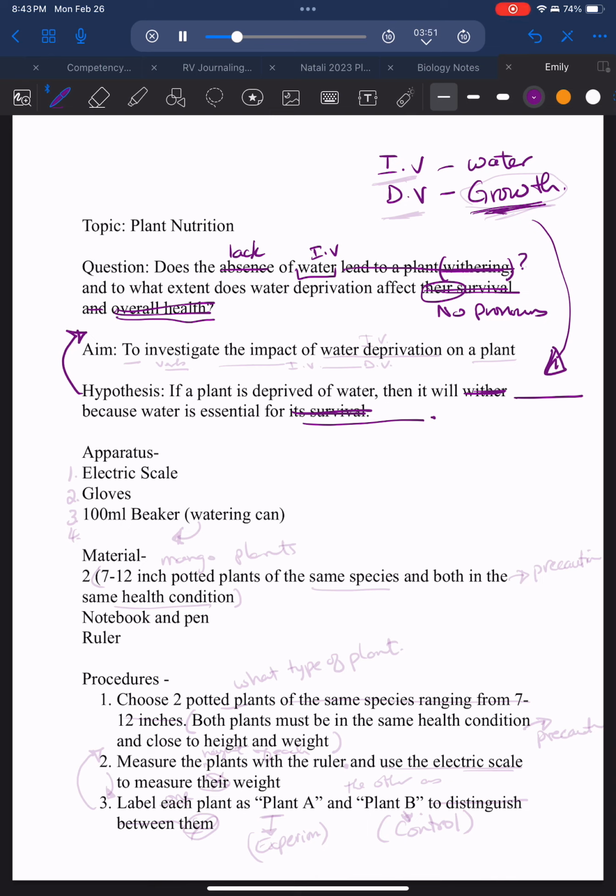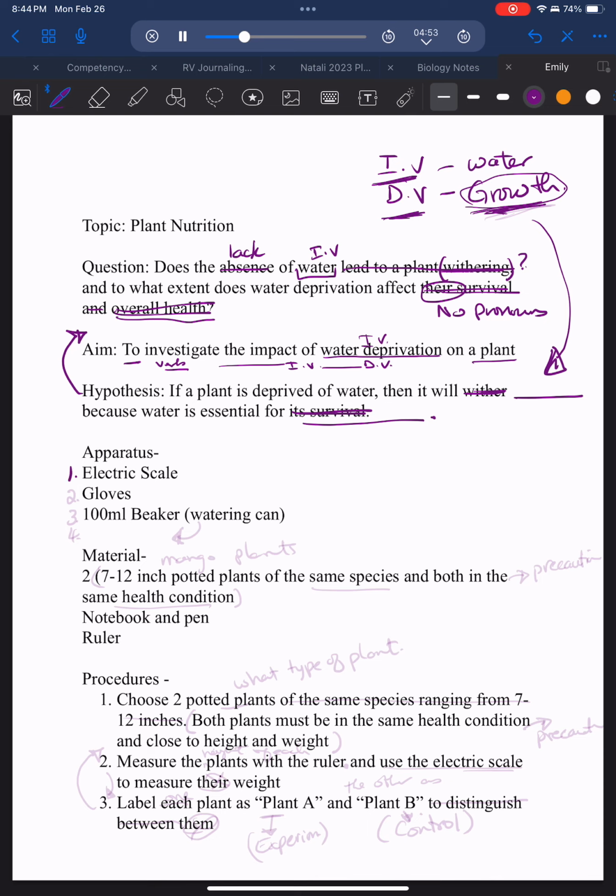Aim to investigate the impact of water deprivation on a plant. Here you don't even have a dependent variable on the aim. The aim is to, followed by the verb, which is investigate. Then you need your independent variable and your dependent variable. Independent here is, okay, water deprivation. That's your independent variable. Where is your dependent variable? I don't know. You need to add that here as well. Whatever you decide. If you go with growth, it has to be growth on both, on the question, the hypothesis, and the aim, right? It has to be the same independent variable, the same dependent variable for all of these throughout the lab.